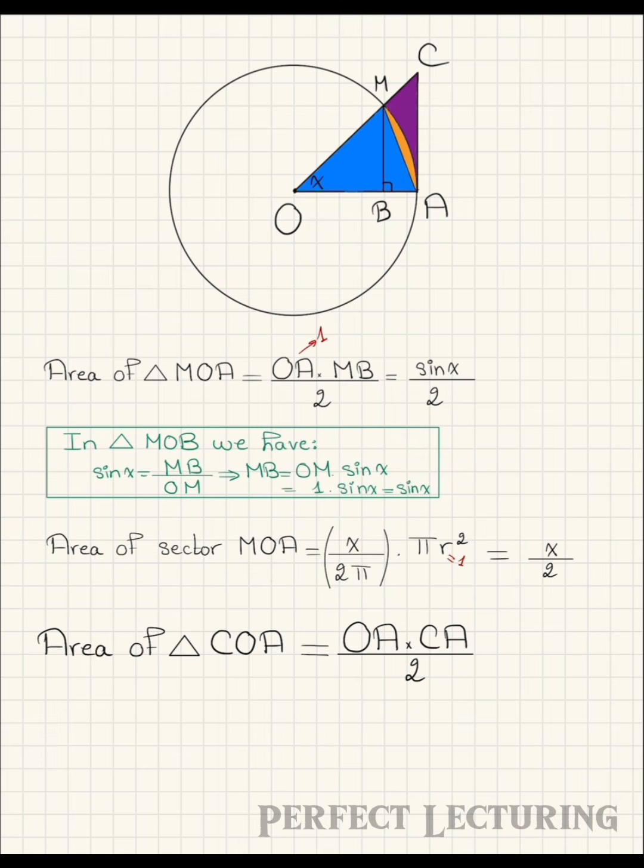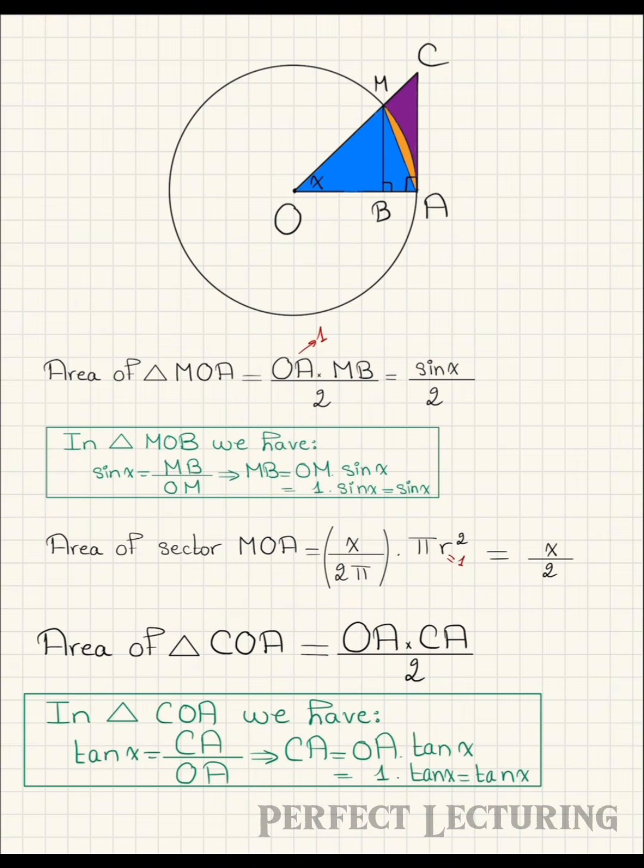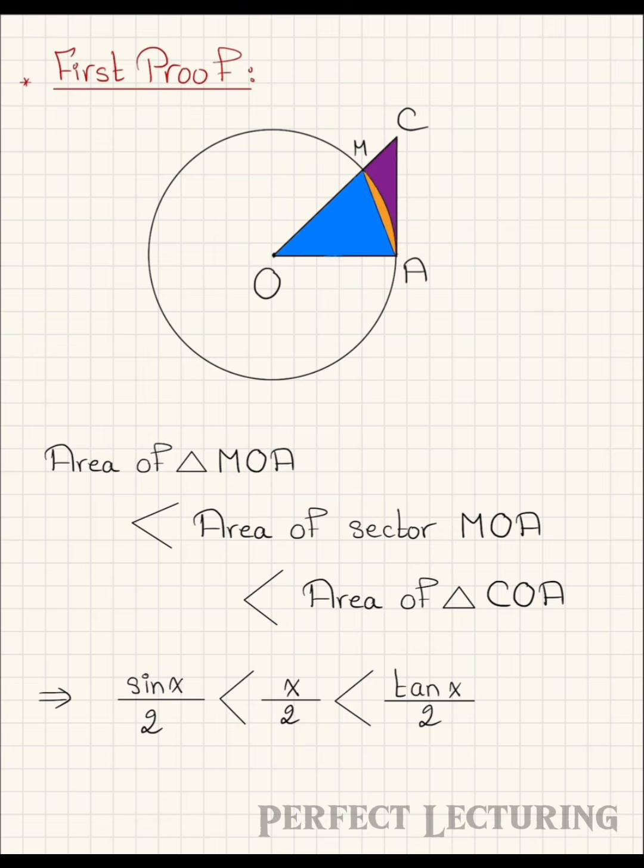What about the area of triangle COA? Since COA is right at A, we can also apply right triangle trigonometry. We have tan of x is equal to the opposite side, that is CA, over the adjacent side, that is OA, which is equal to 1 because it's a radius, and we end up with CA equal to tan of x, and we get the area of the triangle COA is equal to the tan of x over 2. We now come back to this inequality, and we end up with the following relation.